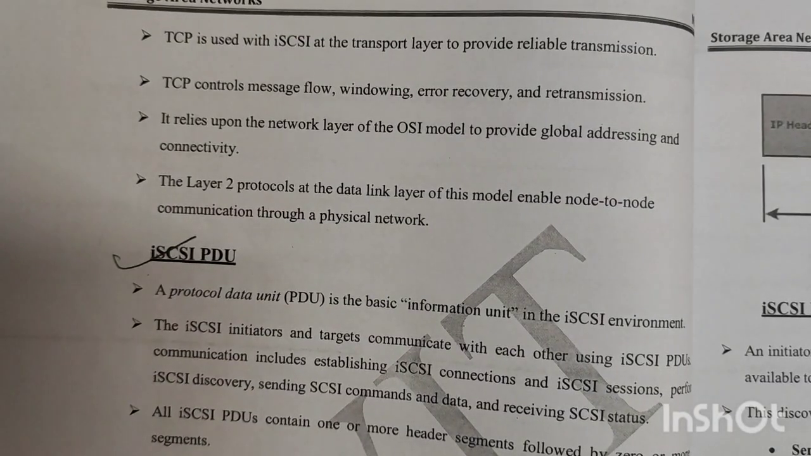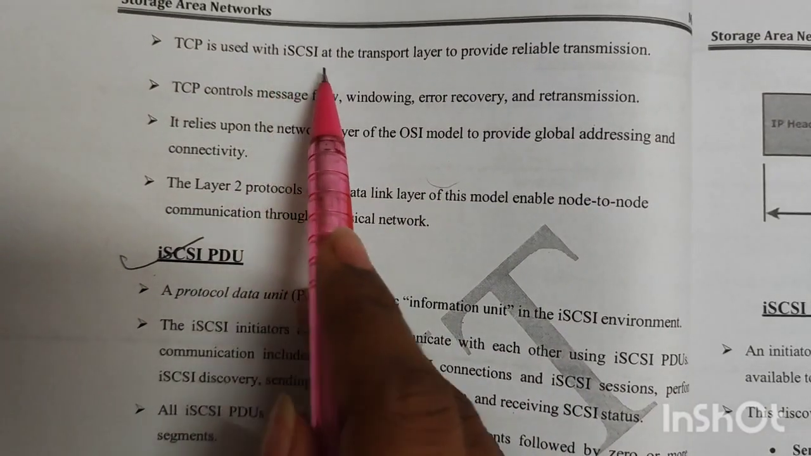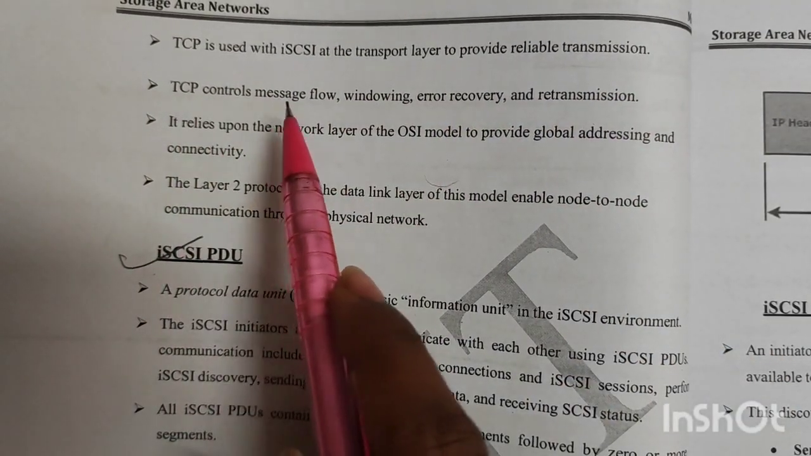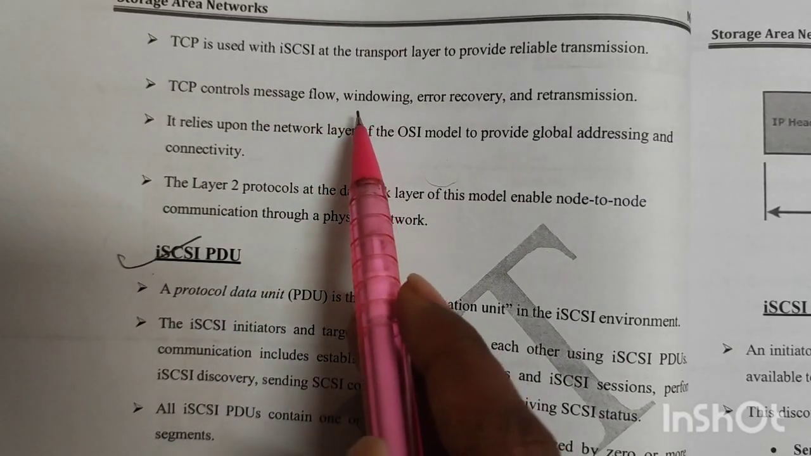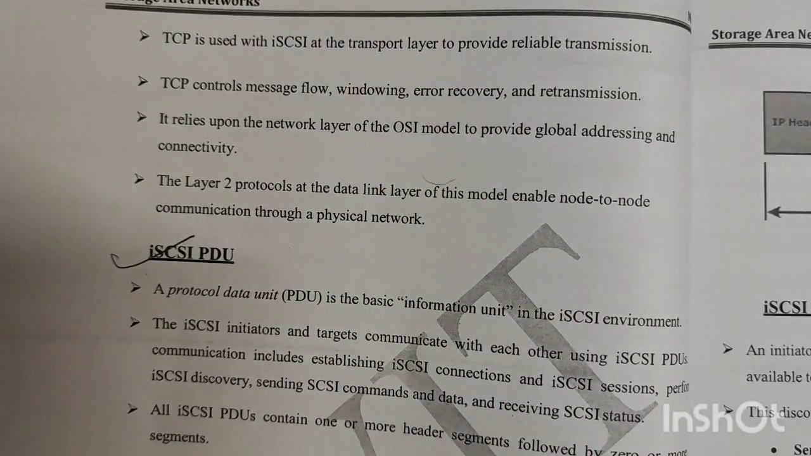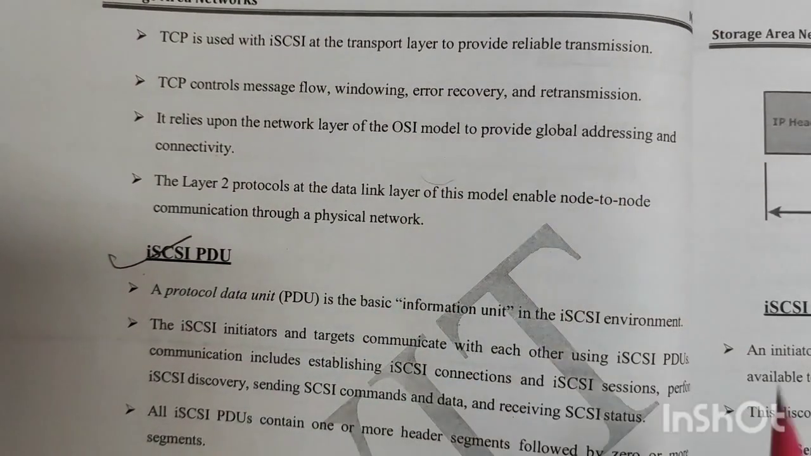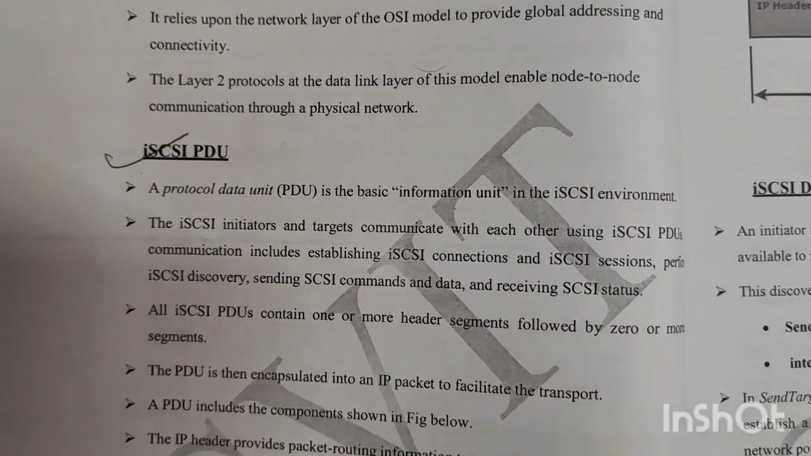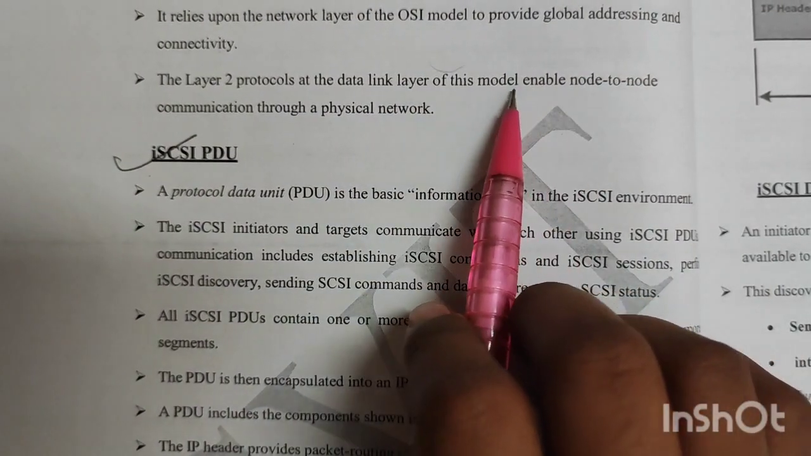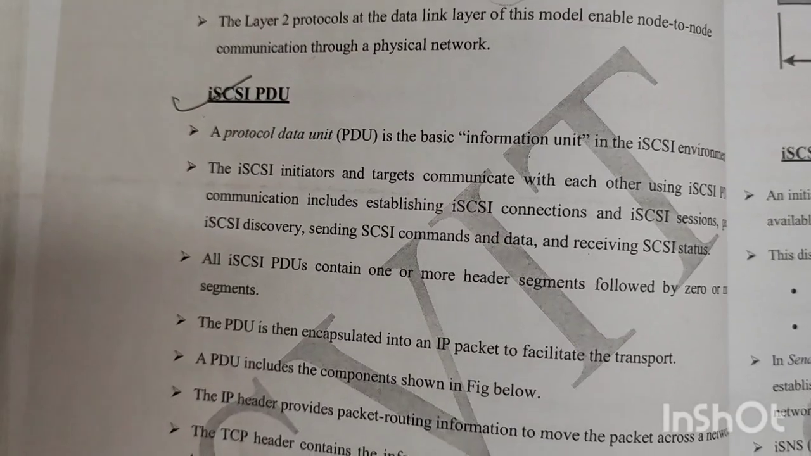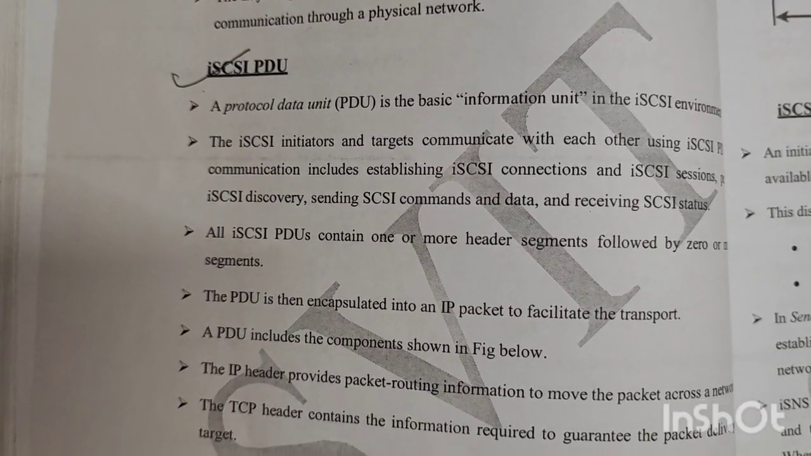In the transport layer, TCP is used to provide reliable transportation. TCP takes care of message flow, windowing, error recovery and retransmission. It then relies on the OSI model to provide global addressing and connectivity. The Layer 2 protocol in the data link layer enables node to node communication through a physical network. Okay, so that is why we have Ethernet over there.